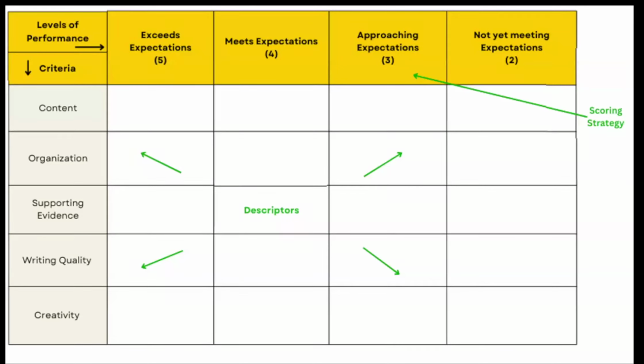The criteria, depending on the assignment, cannot be so discretely graded. Explain, what do you mean by that? Looking at content only might not be the most effective way of looking. The supporting evidence might be related to the content, the organization might be related to the writing quality. So trying to put a number to each of those discrete categories might not be the most effective way of analyzing the actual submission. Excellent. Kyra, you're right there.